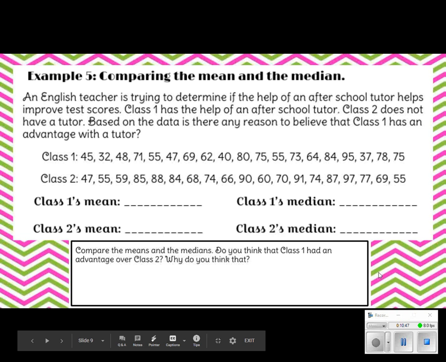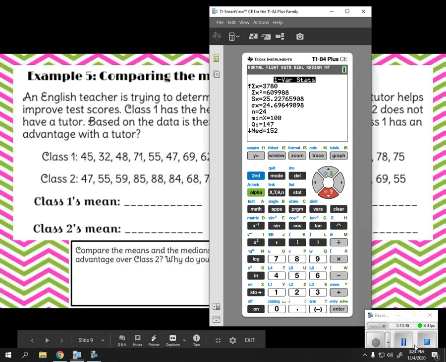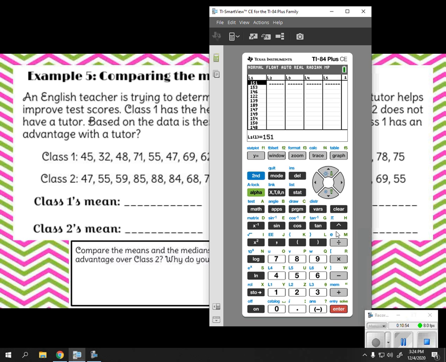All right, so let's look at class 1. So stat and enter, clear out everything, and we're going to put in the data.